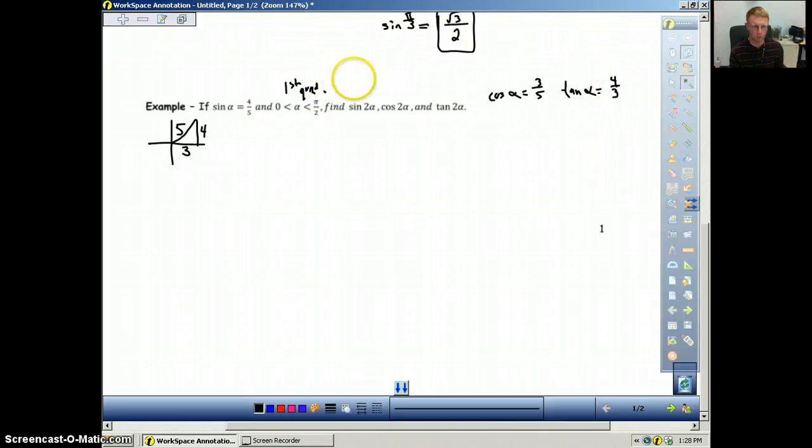So now what we're going to do is think about each one of these separately. So the sine of 2 times alpha is equal to 2 sine alpha cosine alpha.